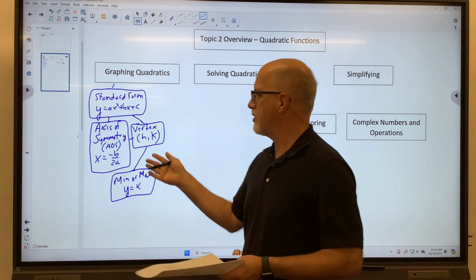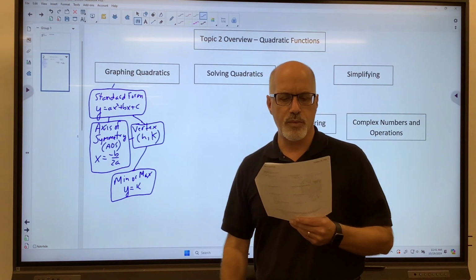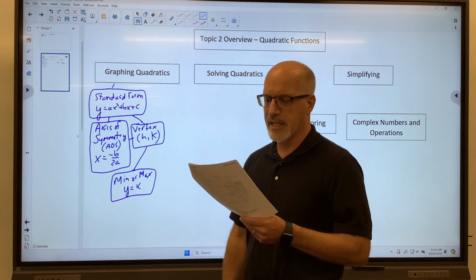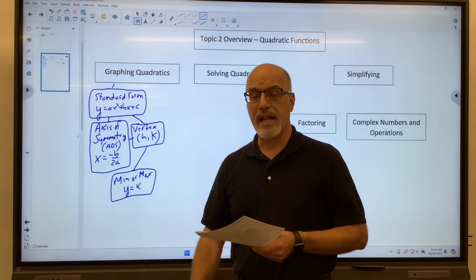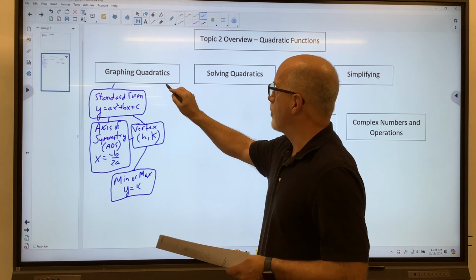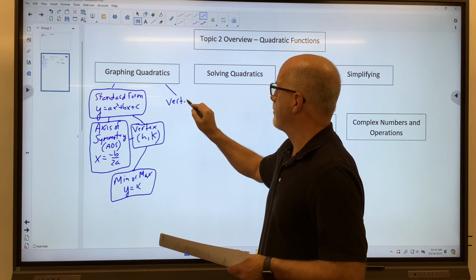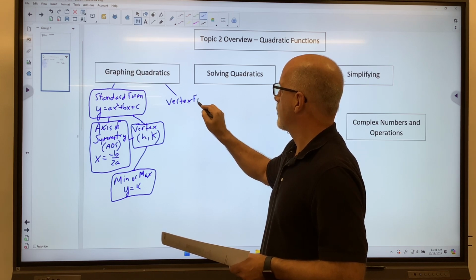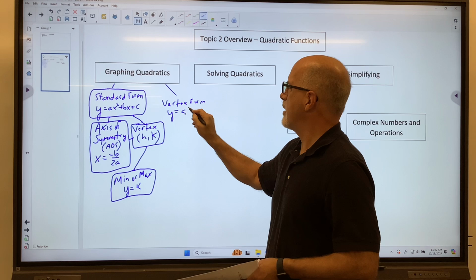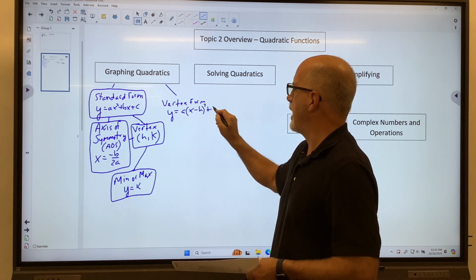So the vertex tells us important information. It tells us the axis of symmetry. It also tells you what the min or max was. We also have been looking at the vertex form of a quadratic since the first topic. From when we were looking at chapter 1, we looked at what vertex form was. That was y equals a times the quantity x minus h, the quantity squared, plus k.